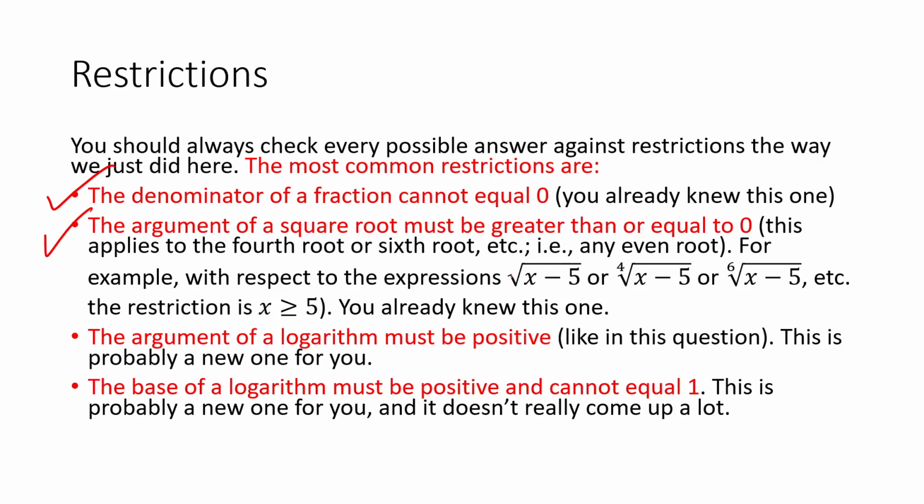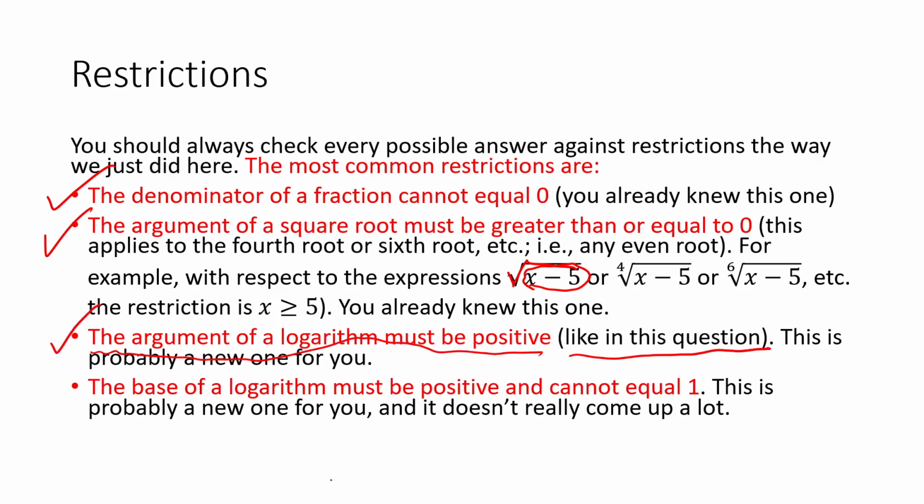So if we do the square root of x minus 5, for instance, we know that the interior, x minus 5, must be greater than or equal to 0. And technically, that applies for fourth roots and sixth roots, any even root. That is another restriction. Another one is that the argument of a logarithm must be positive. That's what we were doing in this question. So now we're introducing you to a third type of restriction that comes up in math sometimes.